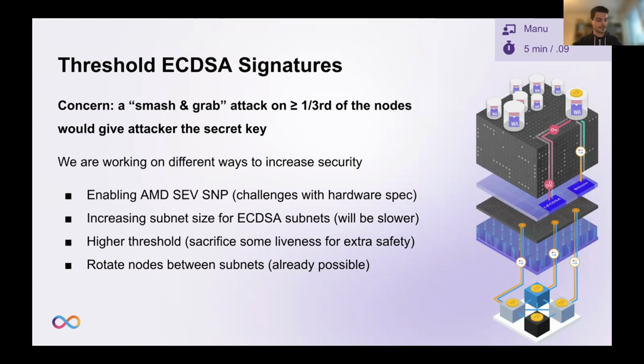And so now if your canister used that key to hold Bitcoins or so, they could theoretically be lost. So this is a concern that we've been thinking about, and I think it's also been brought up by the community. We're thinking about many different paths to address this concern. One is enabling AMD SEV, which is the trusted execution environment from AMD. This would make it much harder to extract a share of the secret key out of one machine.